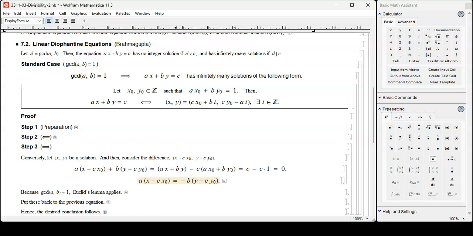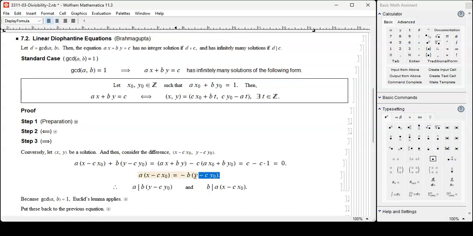Still no. Yeah, I don't blame you. It's still hard to see. Look at the next step, maybe you can see what is going on and why we are doing this. From here, we conclude that A divides this thing because A times something is the right-hand side. And then B divides this thing because B times something is the left-hand side. Do you see that? And then do you see what's going on here? Why we are doing this? A divides B times that parenthesis. B divides A times that parenthesis. Yes, do you see it?